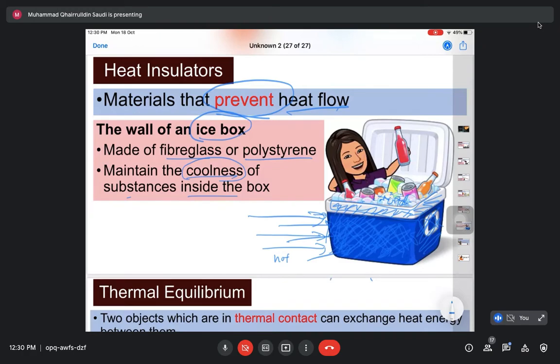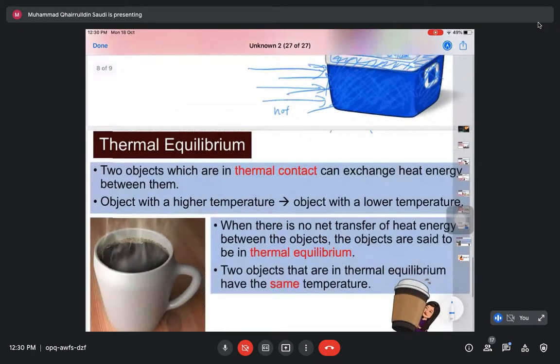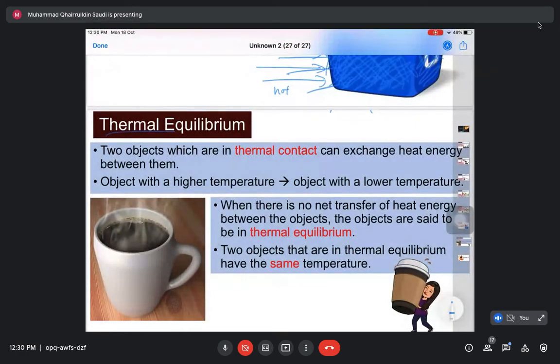The last one that we want to learn today is thermal equilibrium. I have told you the meaning of thermal equilibrium before, right? Betul tak?